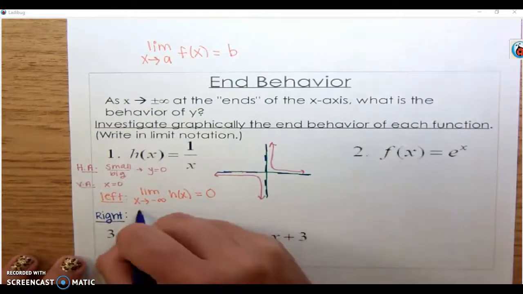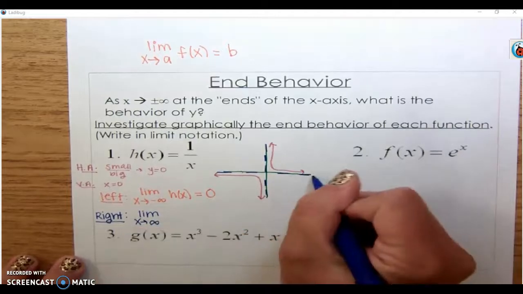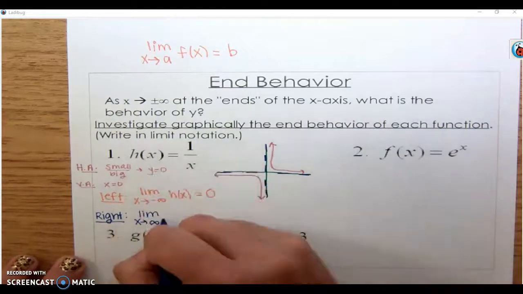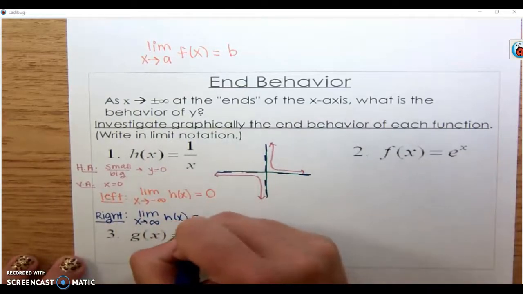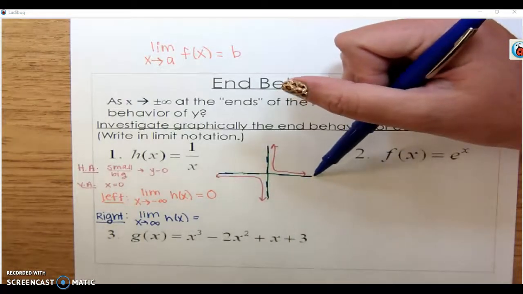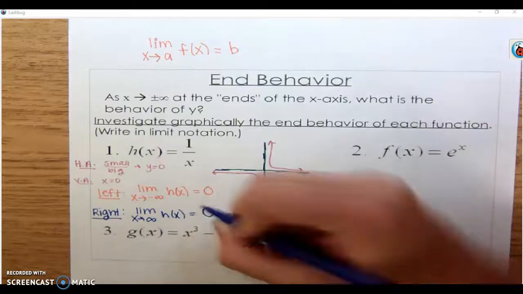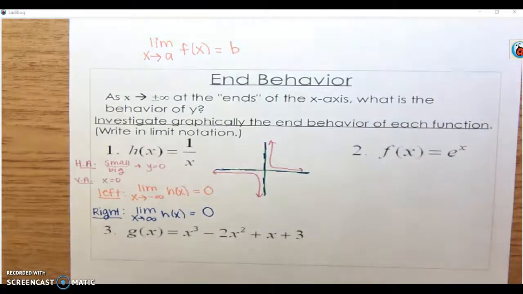The right end behavior is going to be the limit as x approaches positive infinity because we're looking at the positive x values here. It's going to be h of x because that's the graph. Now, let's look at what's happening here. This is getting closer and closer and closer to 0, but it's never going to touch it. So this is the same as the other side, and it's going to be 0. So it's going to look like that.